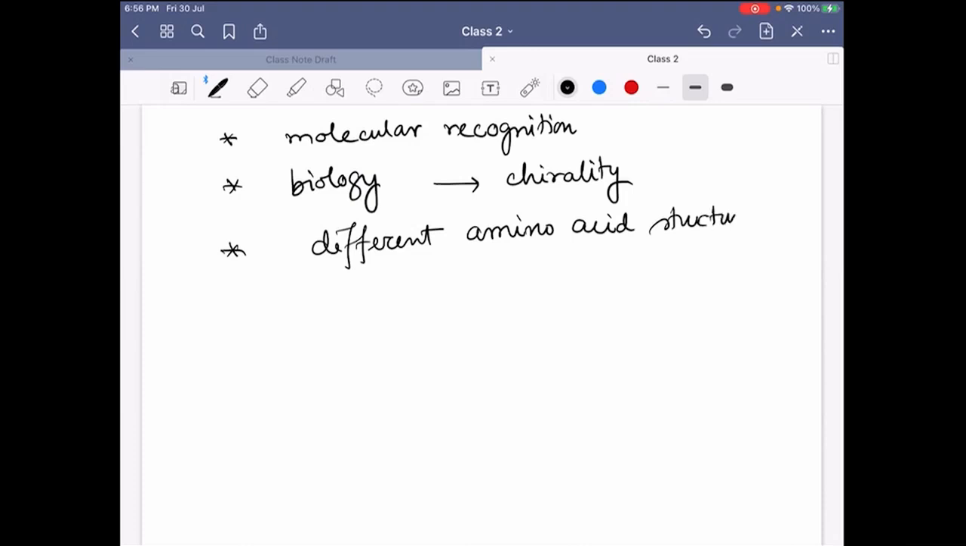So with that, we'll stop over here. The next class will start from there, and then we'll find out some interesting facts about how biology interacting with this chirality can affect and can even be used as a sign of life in the real world. So that we will discuss later. So we'll stop here.